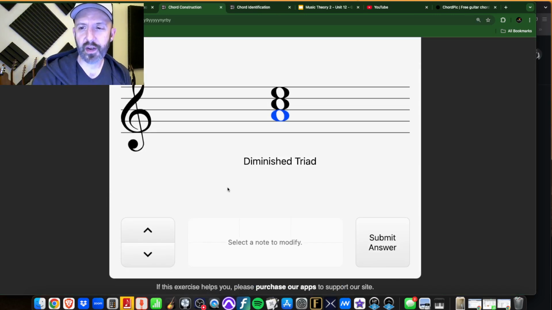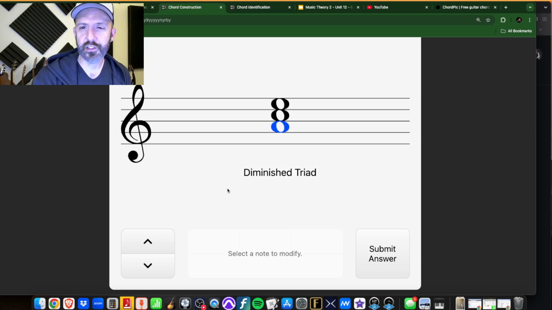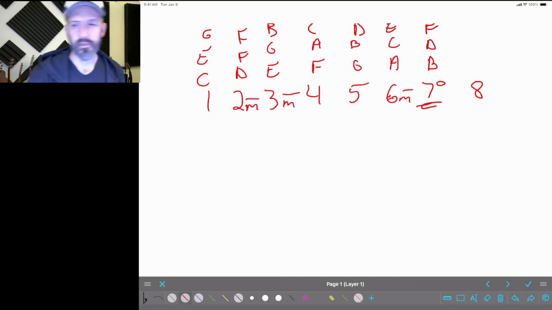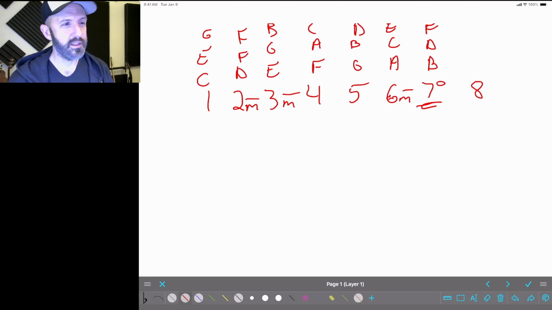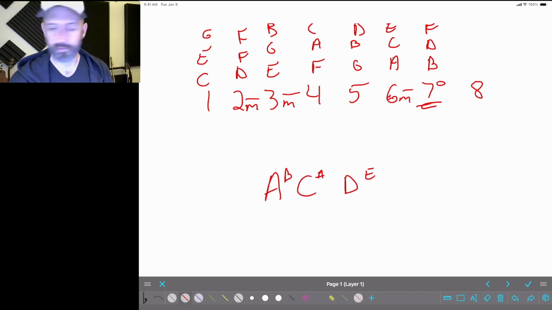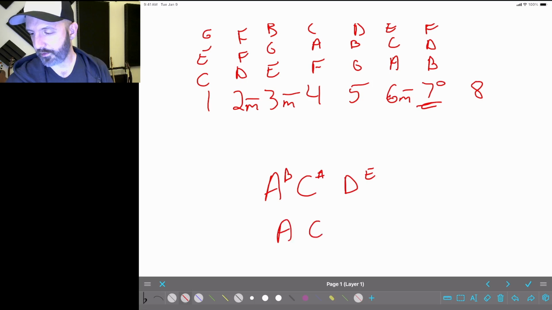So diminished triads. You're going to have to think this way. We know that that note is an A. So let's start with what an A major triad would be. If you think of A, B, C sharp, D, E, for this stuff you only have to think up to the fifth. So that right there, there's your major triad.